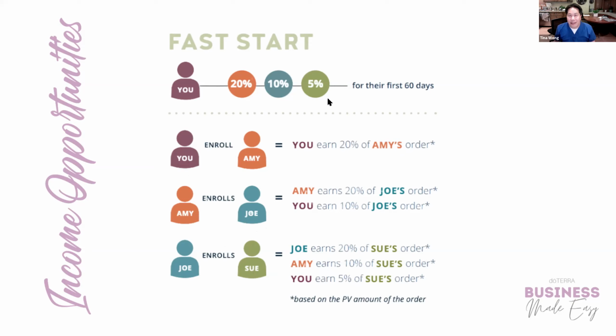So that's how Fast Start works. When my customer orders, I get 20% for the first 60 days. When my customers and my sharers start to enroll people, I get 10%. And when the third generation starts to order, I get 5%.